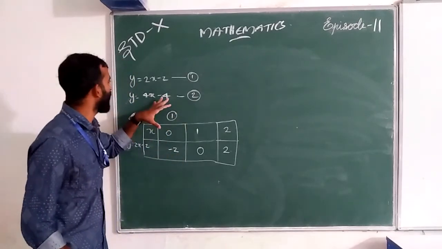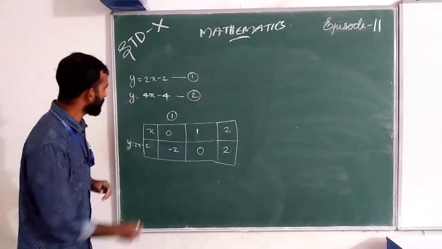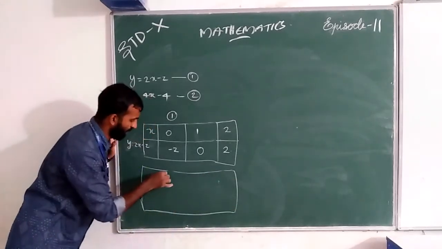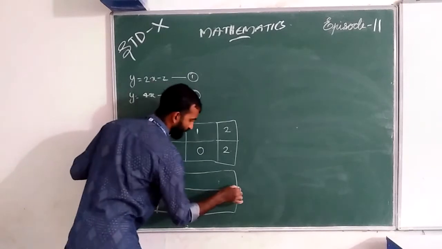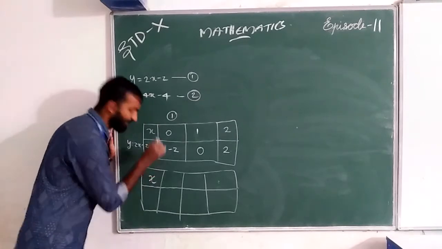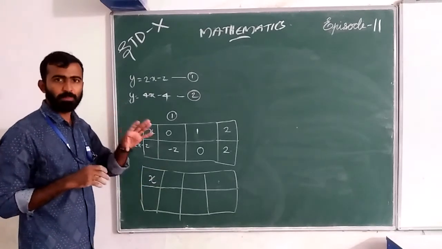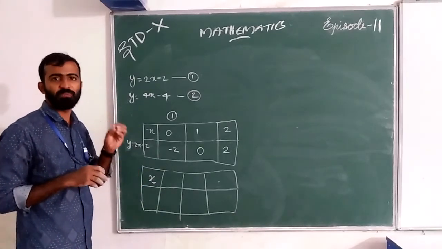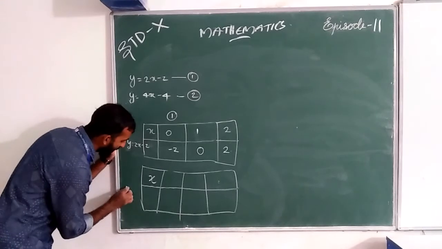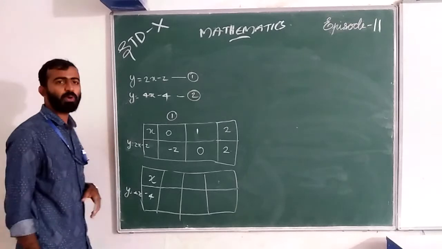And the second equation, what is the second equation? The second equation is y equals 4x minus 4. When we draw a graph, we want the x coordinate and y coordinate. So first we find the coordinates. Here is y equals 4x minus 4.